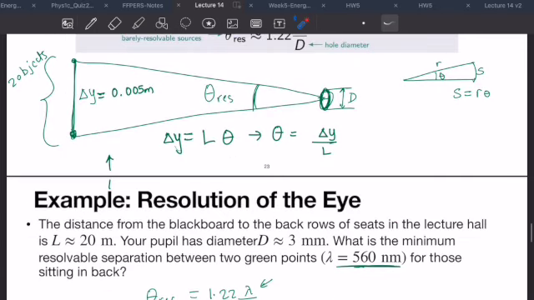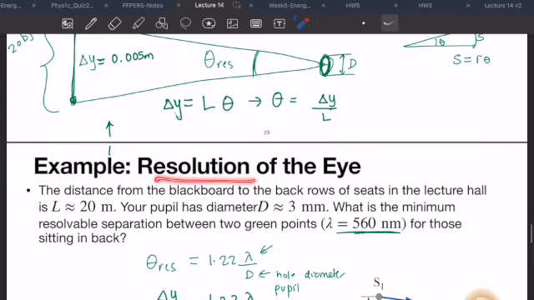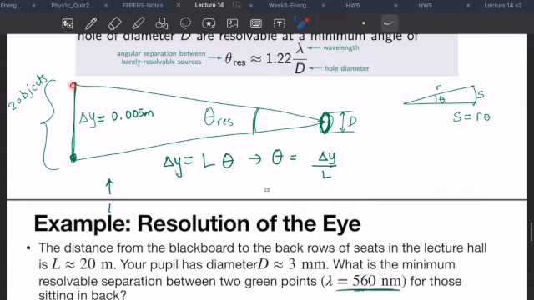This is really not an arc length. This is a straight distance here, but we're approximating it with the arc length, and also we're using this length to represent the radius of the arc that's being made. These apply at all points when working with resolution, because the separation is going to be much smaller than how far away your aperture is.